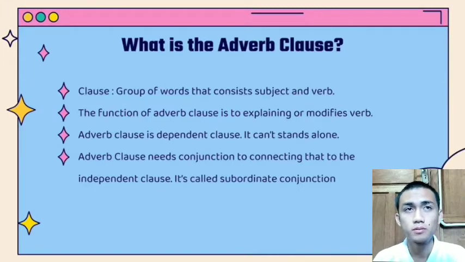What is the adverb clause? A clause is a group of words that consists of a subject and a verb. The function of an adverb clause is to explain or modify a verb. An adverb clause is a dependent clause. It cannot stand alone. An adverb clause needs a conjunction to connect it to the independent clause. It's called a subordinate conjunction.